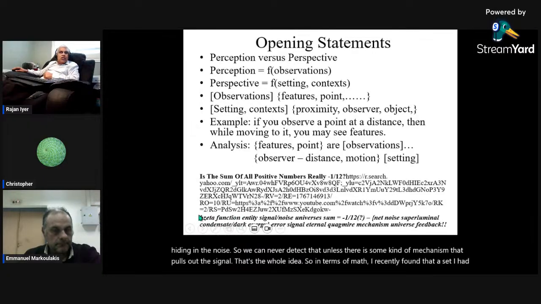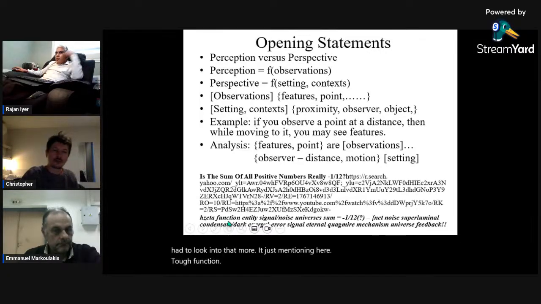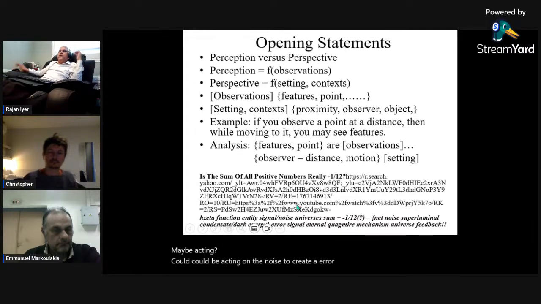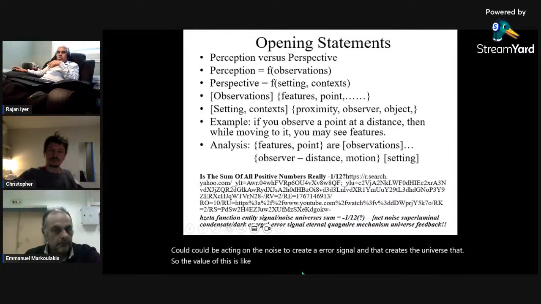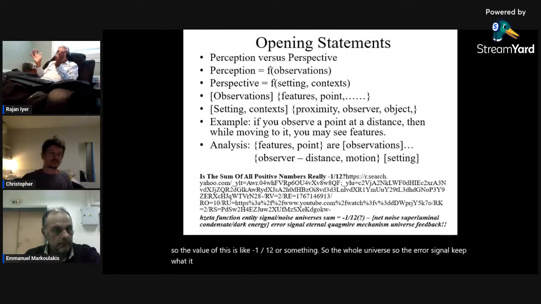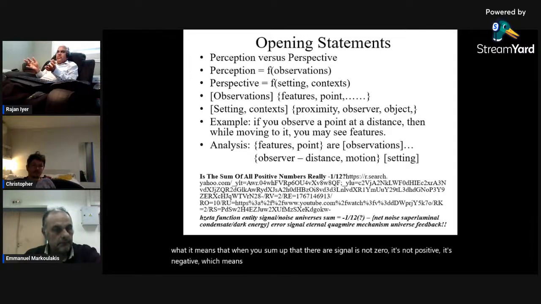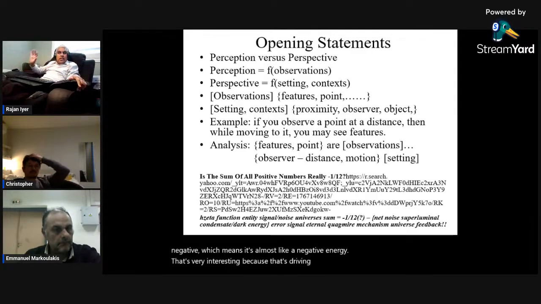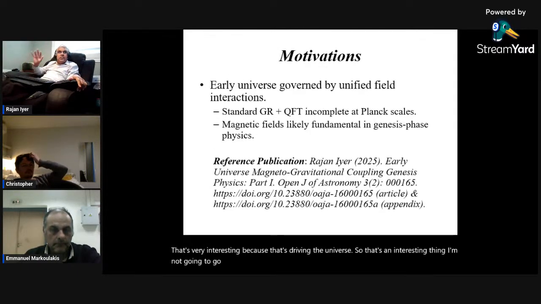So in terms of the math, I recently found a set, I have to look into that more. It's just mentioned here: a zeta function could be acting on the noise to create an error signal, and that creates the universe. The value of this is like -1/12 or something. So the error signal, when you sum it up, is not zero and not positive, it's negative, which means it's almost like a negative energy. That's very interesting because that's driving the universe. I'm not going to go into that, but what it means is that we have to look into the early universe.